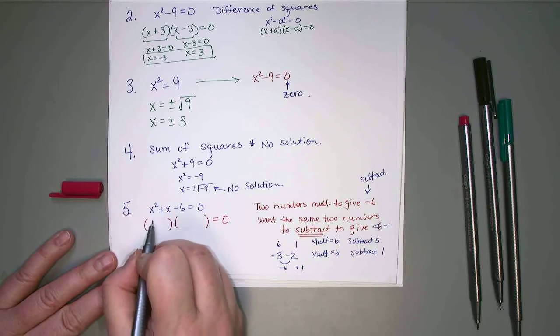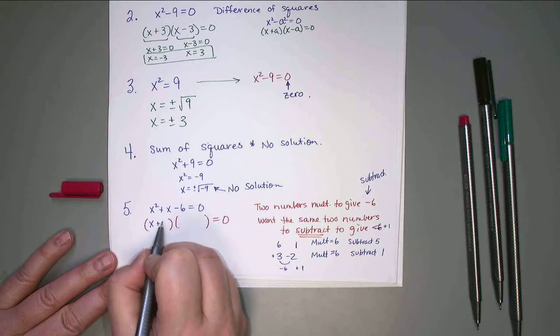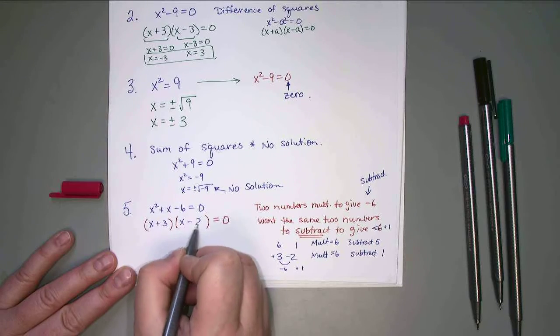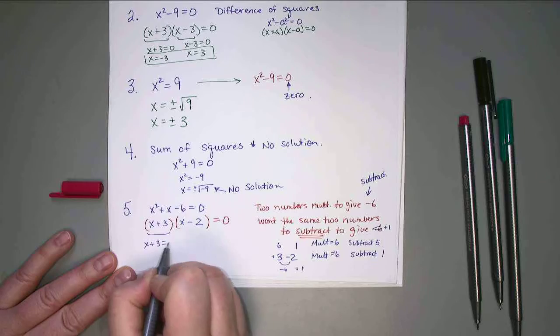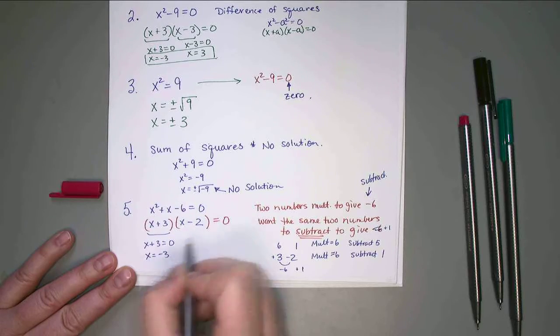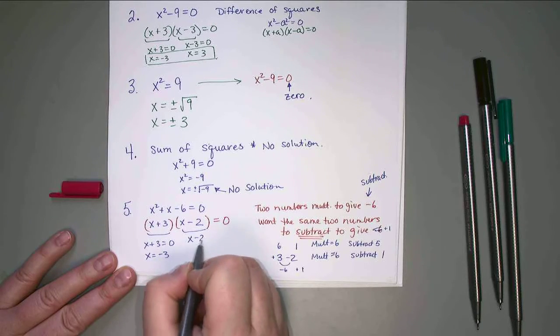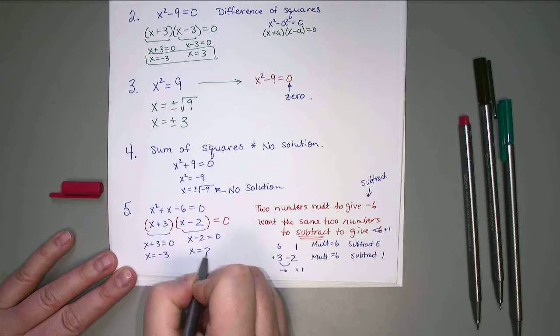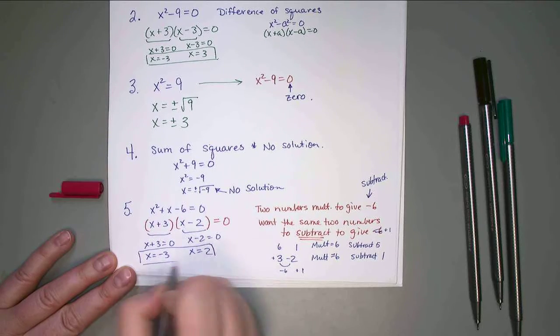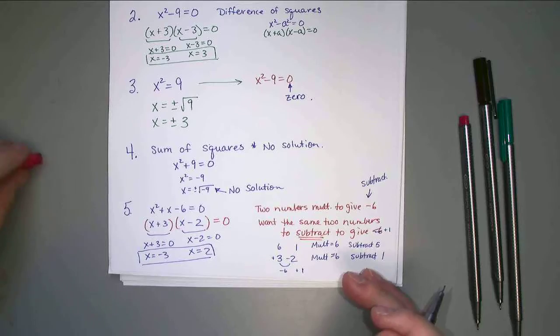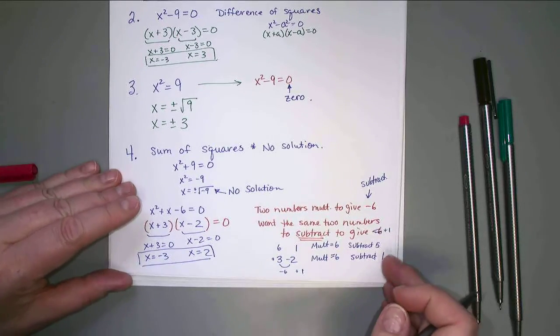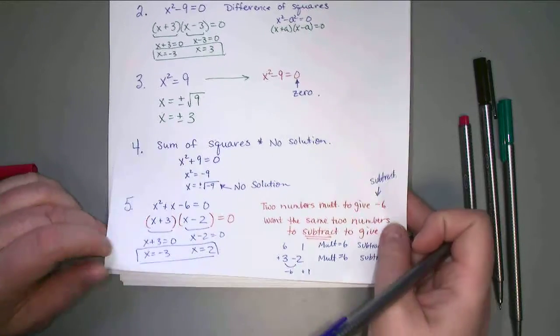Okay, so this would be x plus 3 and x minus 2. And that's your two factors. So x plus 3 equals 0 gives me negative 3. And x minus 2 equals 0 gives me x is 2. So those would be my two solutions. Okay, so let's just do a couple more of these, and a couple that don't work, and a couple that we need the quadratic equation for.